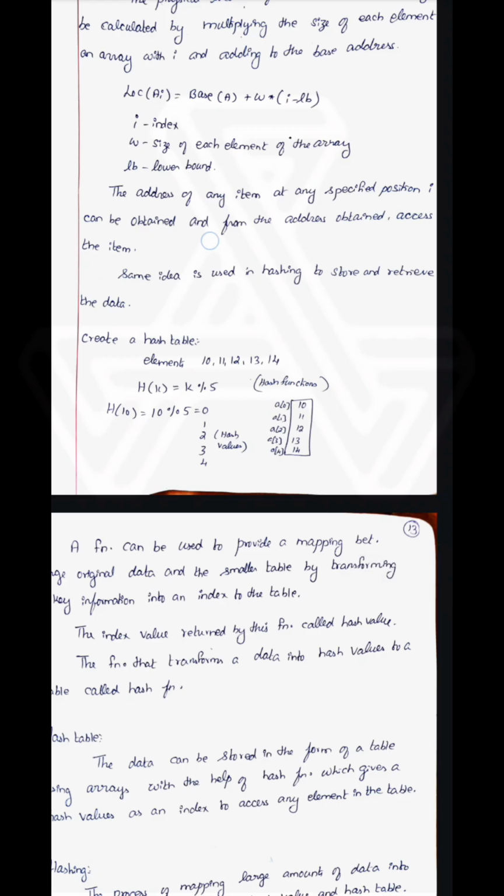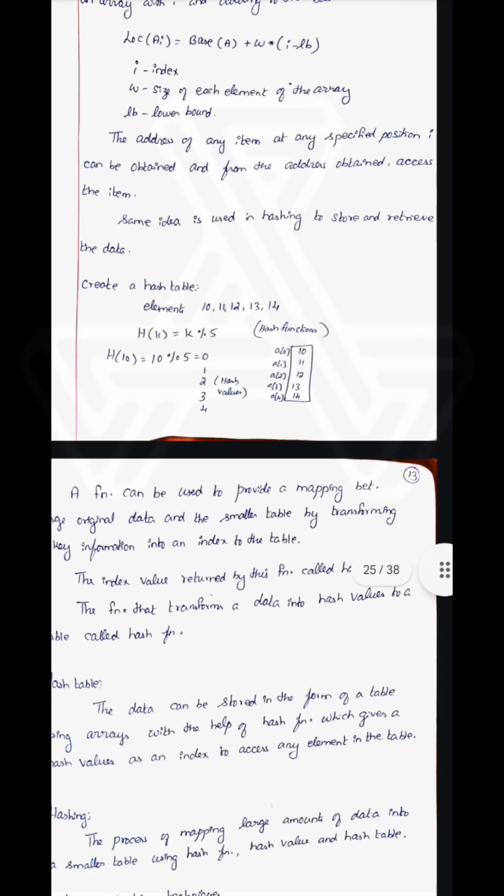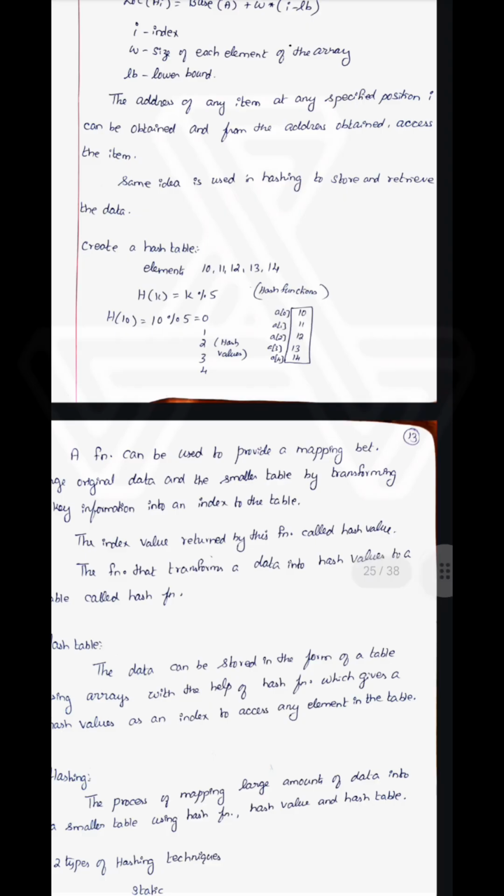Create a hash table with elements like 10, 11, 12 and so on. There are 5 items. The hash function is defined as h(k), h of any number, equals the number modulo the size of the table. That is, 10 modulo 5 is 0, so it will be placed in the 0th position in the hash table.